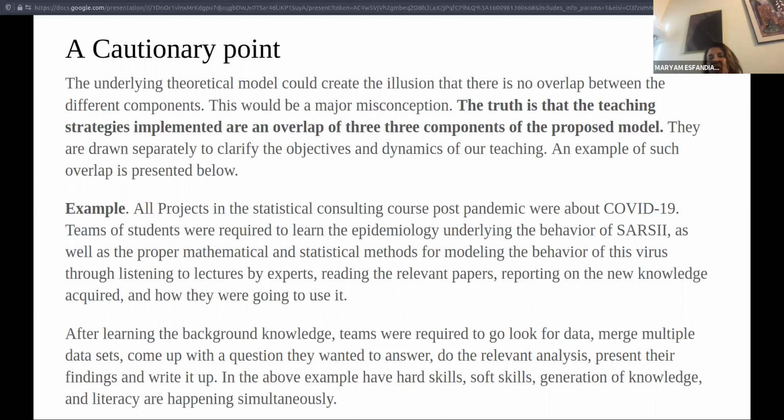So we had people come actually speak to them about the epidemiology of things. They read scientific articles about the behavior of SARS. Then they went out, got their own data. Then they did the project.